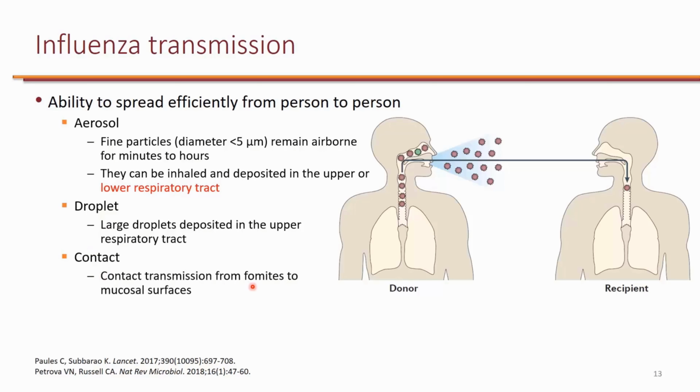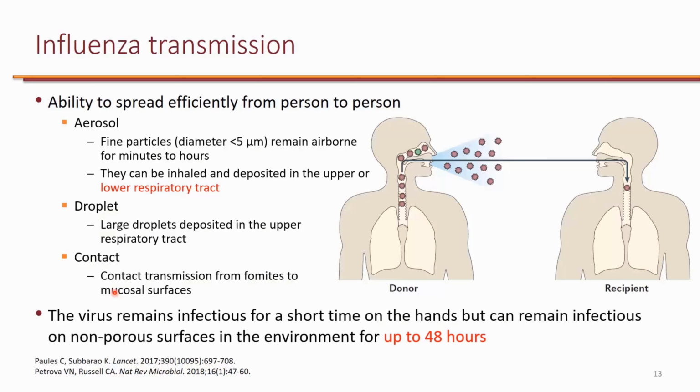A fomite is an inanimate object that's been contaminated by the virus, and once there's contact with the mucosal surface, that's how patients get infected. Typically, the virus can last up to 48 hours on these surfaces.